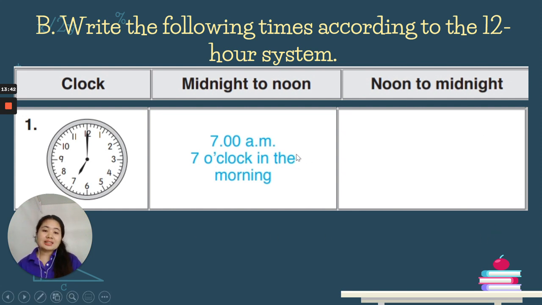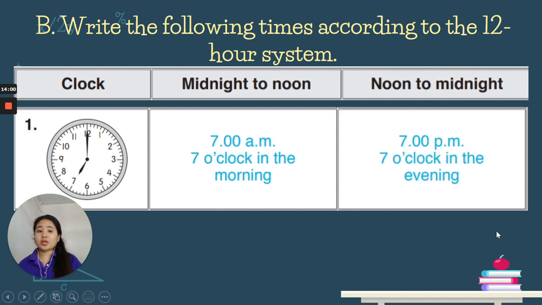Okay, very good. Then in nighttime or in the afternoon, 7 is still 7, but p.m. 7 p.m. So again, afternoon ends at 5:59. So this is already 7. So it is already in the evening or at night. So 7 o'clock in the evening, that's the answer. So at night is also correct. Okay, 7 o'clock in the evening. Okay, very good. So that is how to answer.